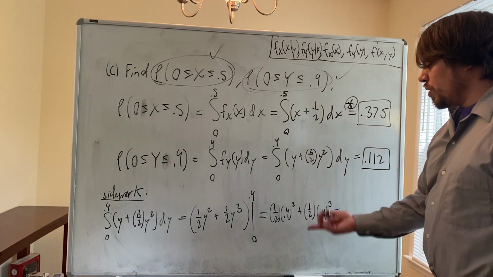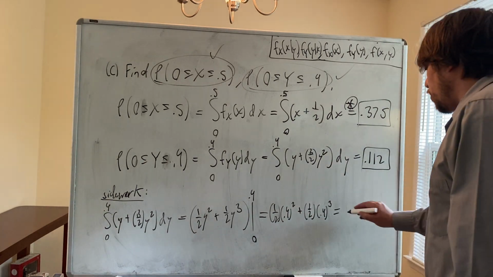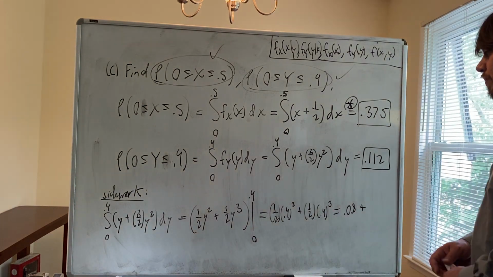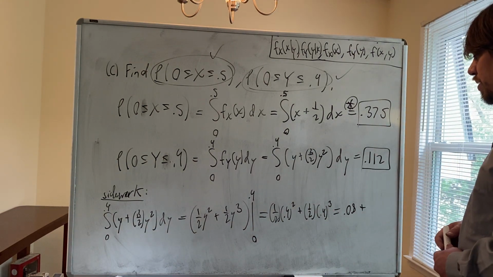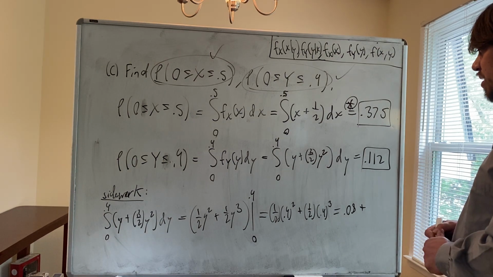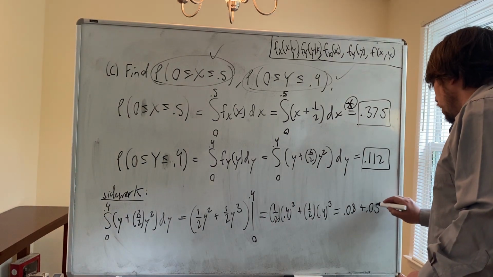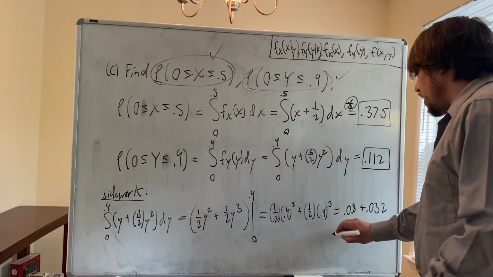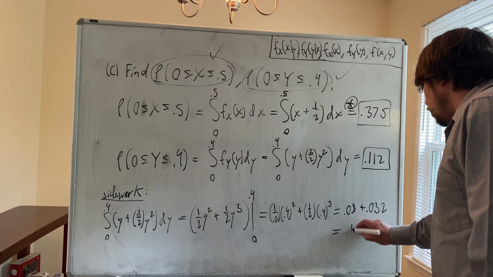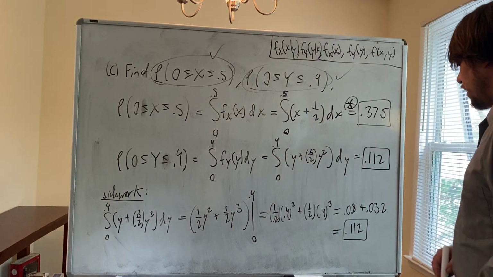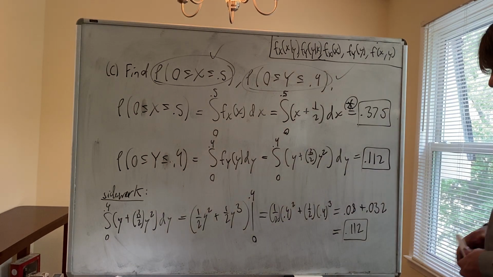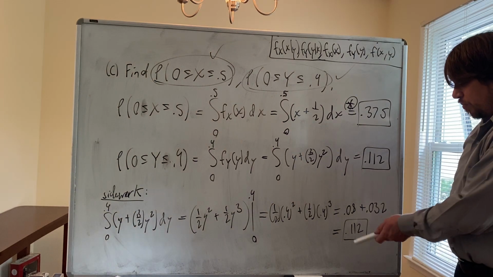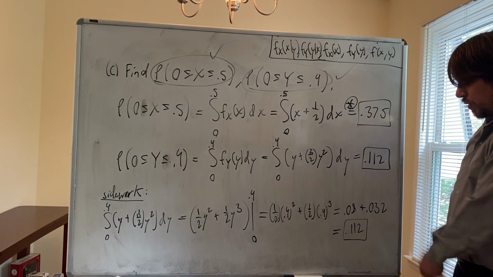So you calculate that. 0.4 squared is 0.16, divided by 2 is 0.08, plus 0.4 cubed, which is 0.064, and half of that is 0.032. So 1/2 times 0.4 cubed is 0.032. So 0.08 plus 0.032 is 0.112, and that's the answer.